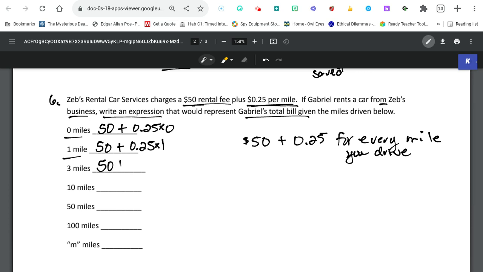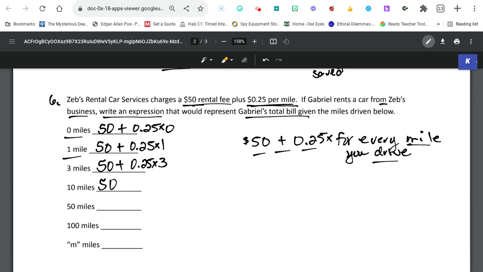All right, 50. And then if he has to drive 3 miles, he's going to have to pay 25 cents for the first one, the second one, and the third one, and 3 quarters is 75 cents. But he's paying 25 cents 3 times. So as you can see, it's 50 plus the 25 cents for every mile means times the miles driven, okay? I don't like the decimal and the 25 cents and the times sign like that. I'm going to put this.